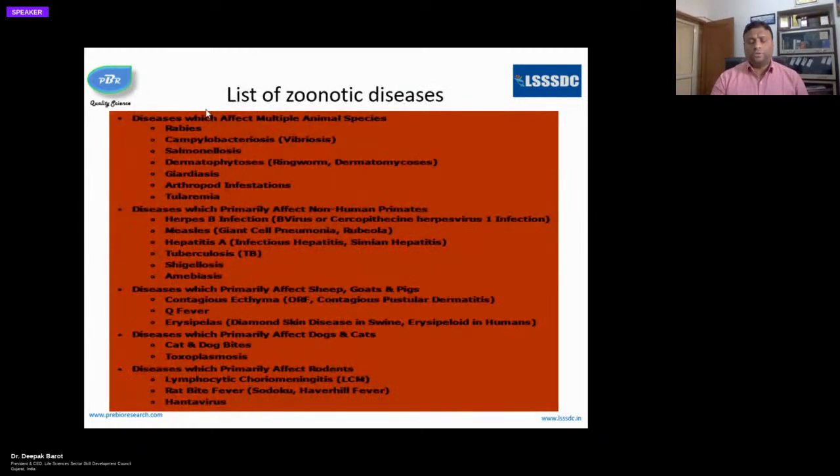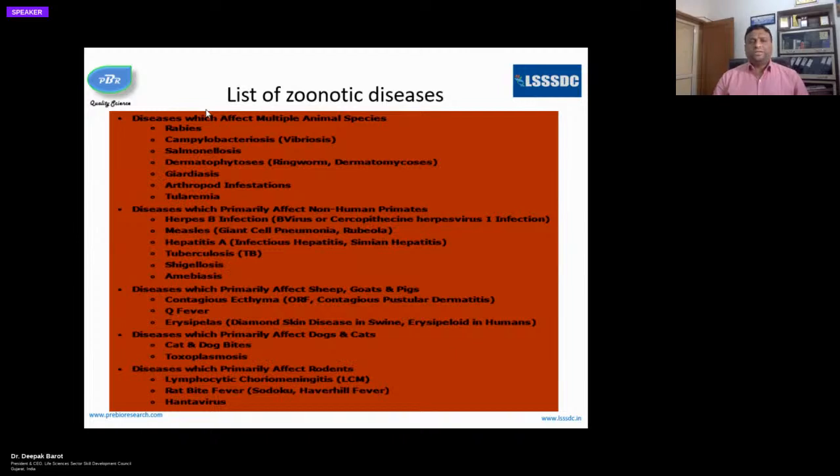So all the waste disposal in an animal facility should be well planned, be it liquid waste or solid waste. Whatever waste comes from an animal facility should be treated as biomedical waste, and please maintain all the guidelines which need to be followed.